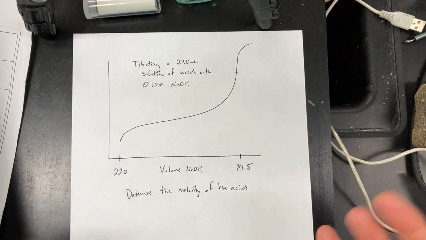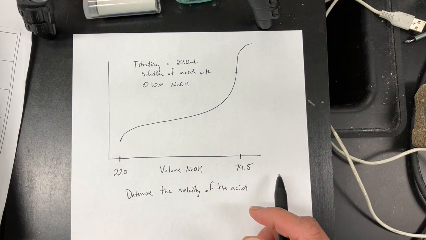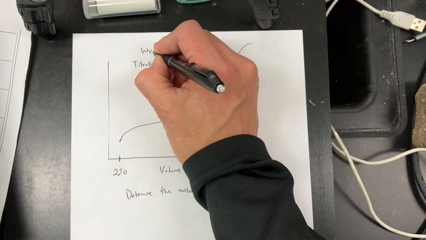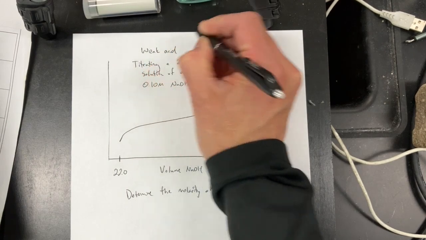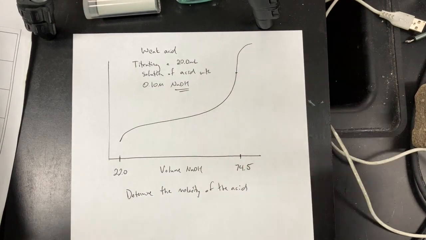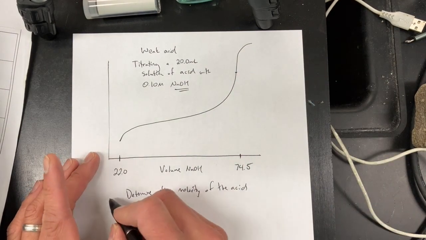So a lot of people are asking questions about the titration lab, the weak acid, strong base titration. So weak acid and strong base is NaOH. So I'm just gonna walk through those things.